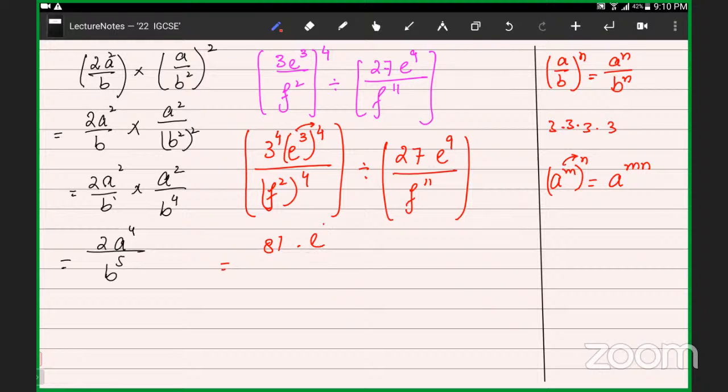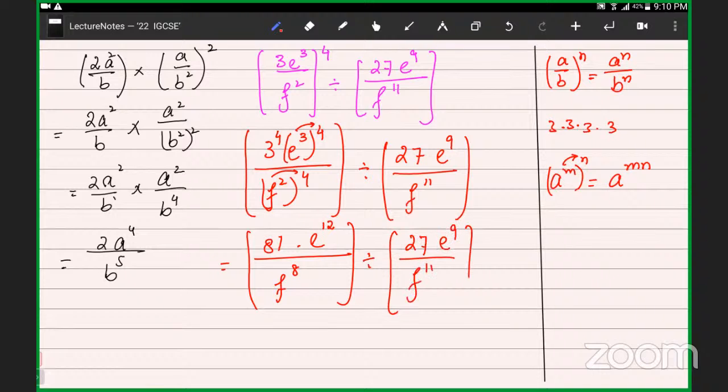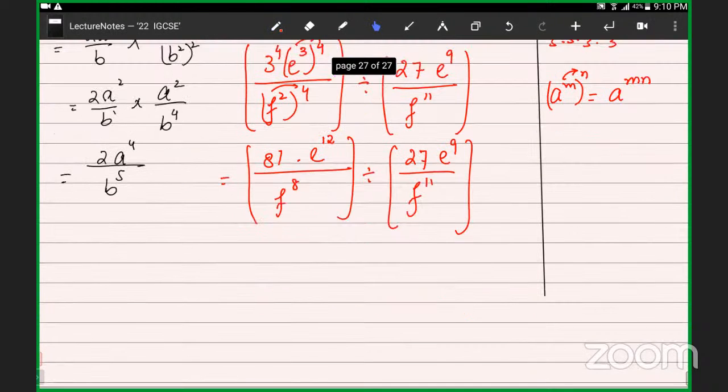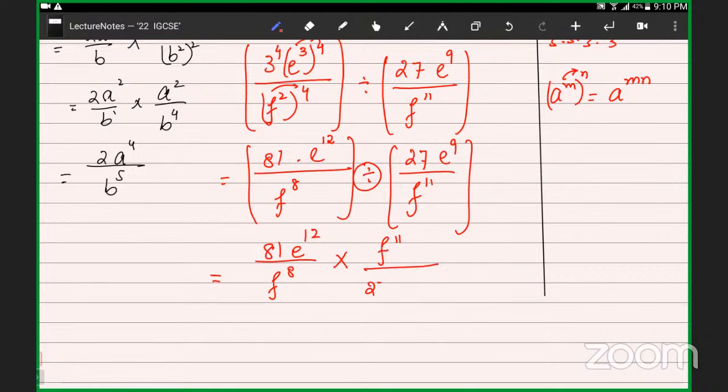So it's 12 divided by f raised to the power 4 to the 8, divided by 27 e power 9 divided by f raised to the power 11. Now in the next step, we are going to simplify it by flipping the second bracket. You can see this division sign, so it is 81 e raised to the power 12 divided by f raised to the power 8, into f raised to the power 11 divided by 27 e power 9.